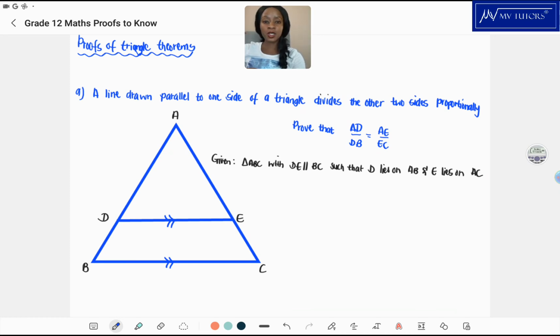The first one we're going to look at is the proportionality theorem. A line drawn parallel to one side of a triangle divides the other two sides proportionally. So here we have two parallel lines, DE parallel to BC. It's given that triangle ABC has DE parallel to BC such that D lies on AB and E lies on AC. Firstly, before you continue, you need to draw some construction lines.